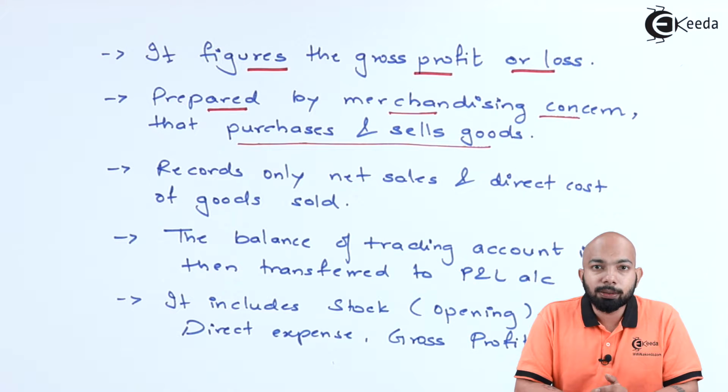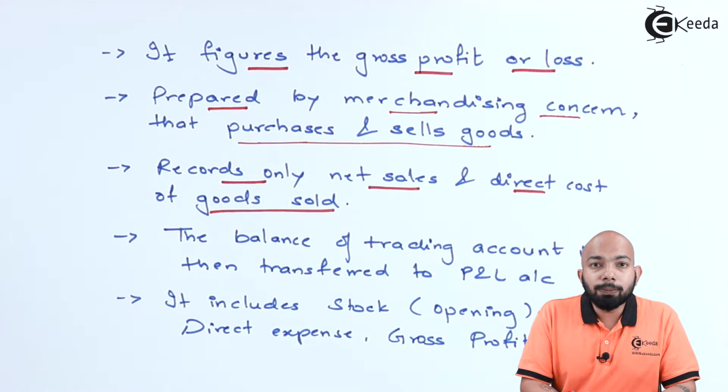Let's understand the new point that has been mentioned down here. The most important thing is that it records only net sales and direct cost of goods sold. That means any non-subsidiary expense, or an expense which is not related to direct production, will not be mentioned in here. Any item which is completely related to the production of goods, right from the raw material until the finished good, any expenses or incomes related to this process will be recorded in trading account. Once the good has been produced and sold to the customer, any other expenses which are not related to production will be mentioned in profit and loss account.